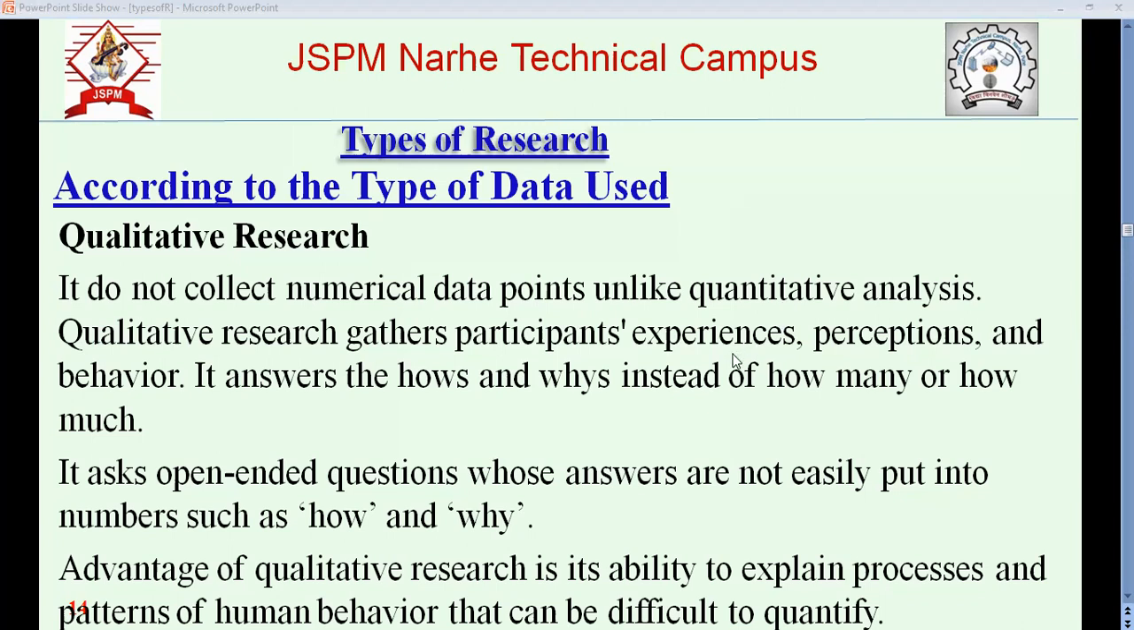Okay. So in that case, when we want to learn human behavior, whether we go for marketing research, psychology, history, or arts, qualitative research is very, very important.